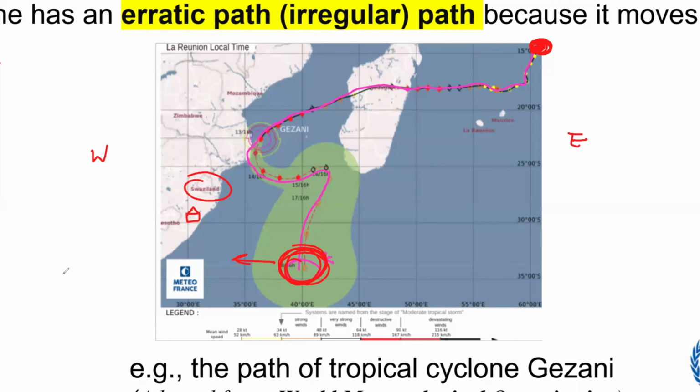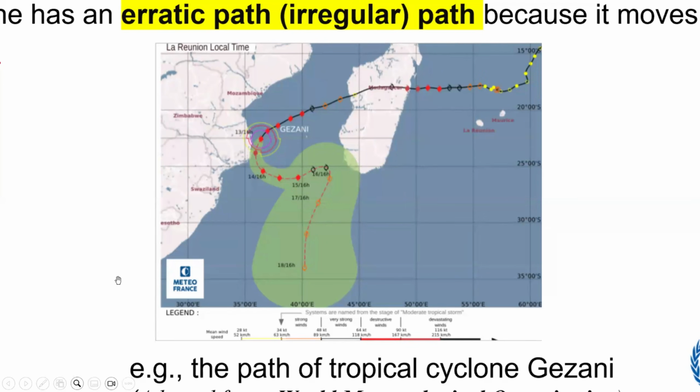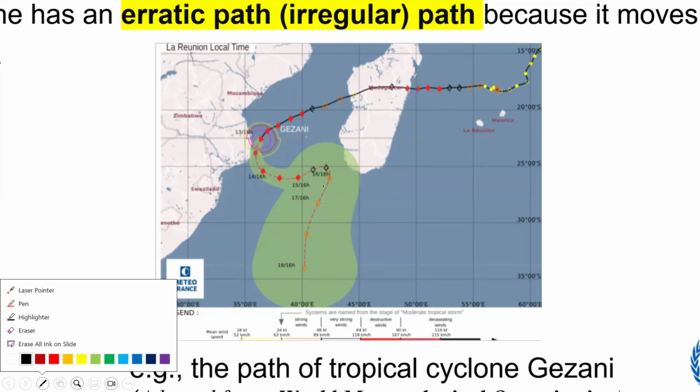We usually say that the path of a tropical cyclone is an erratic one. Erratic simply means that it is irregular. It is not really a straight path. Why is that? That is what you need to know how to explain as a grade 12 learner. Why is the path of a tropical cyclone an erratic one?